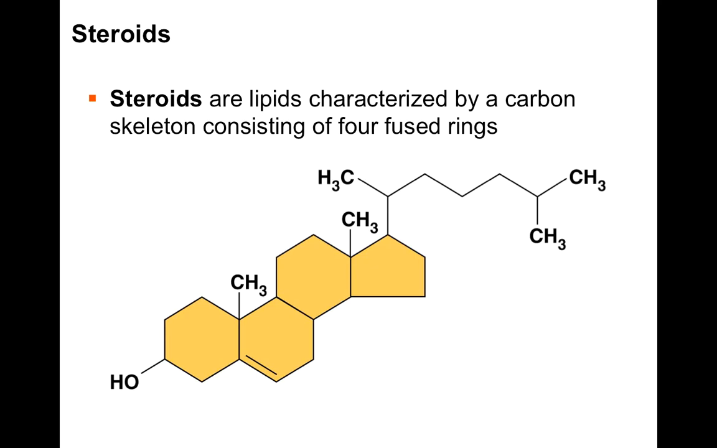Steroids are the third class of lipids. Steroids have a different structure from what we've been looking at, but are easily recognizable with the four fused rings that have various chemical groups coming off of them. The type and location of the chemical groups is what makes each steroid different from each other.